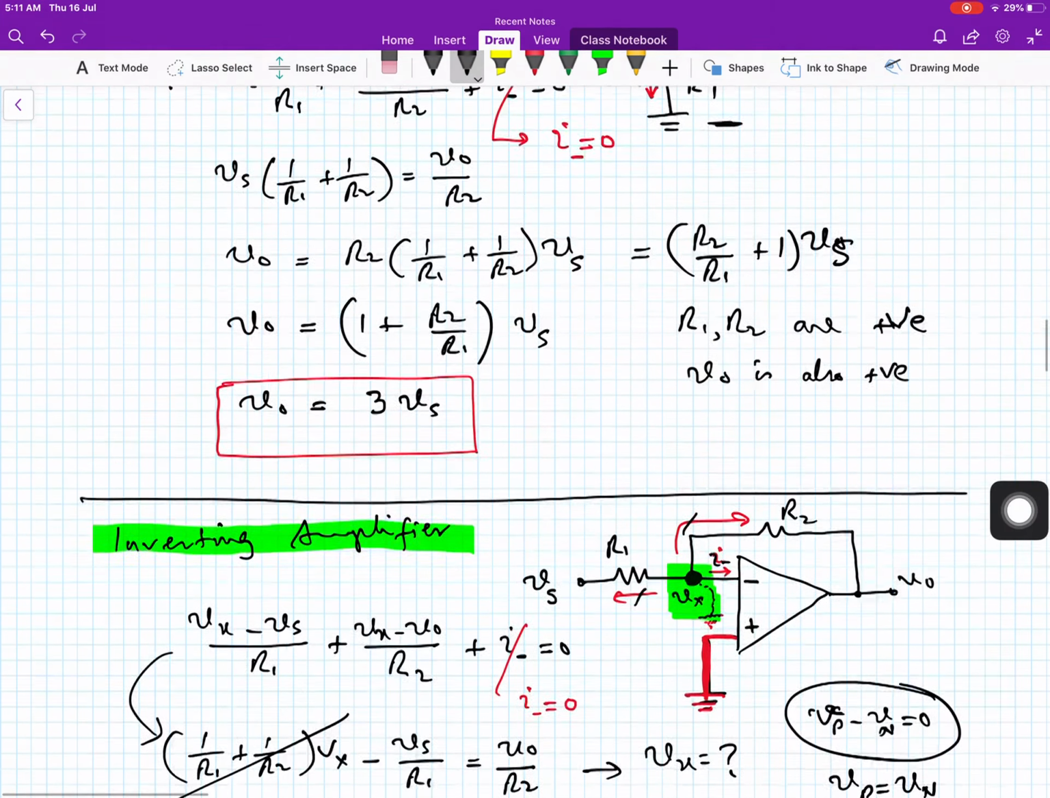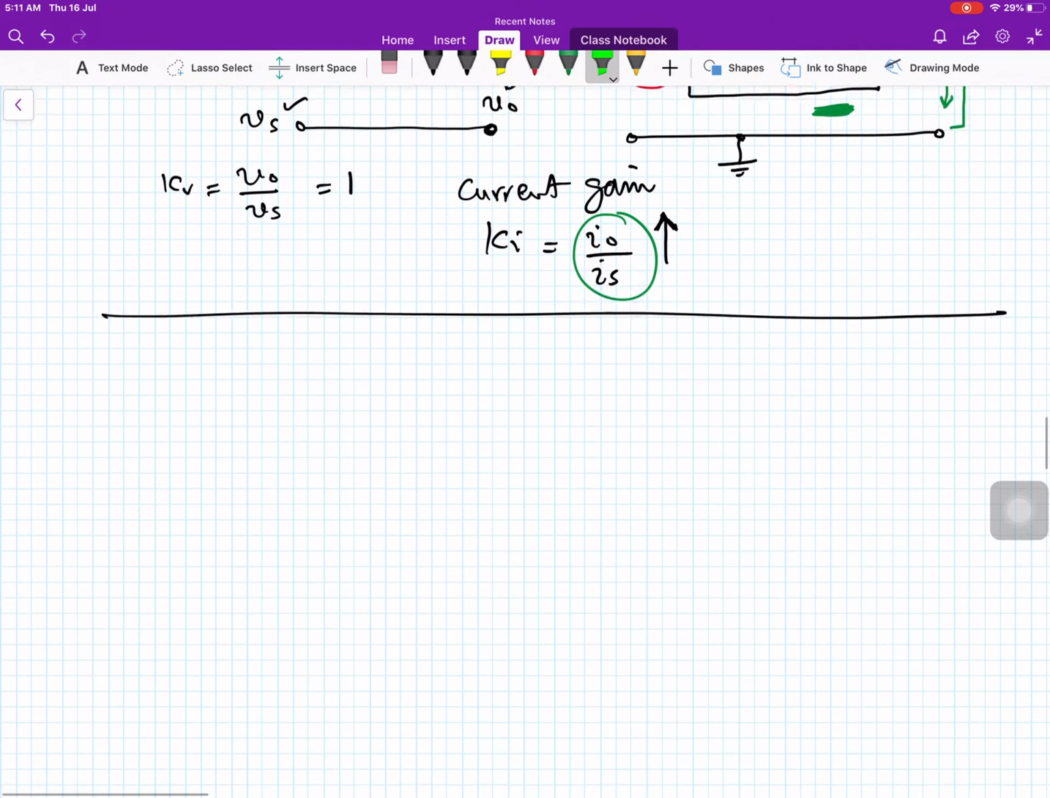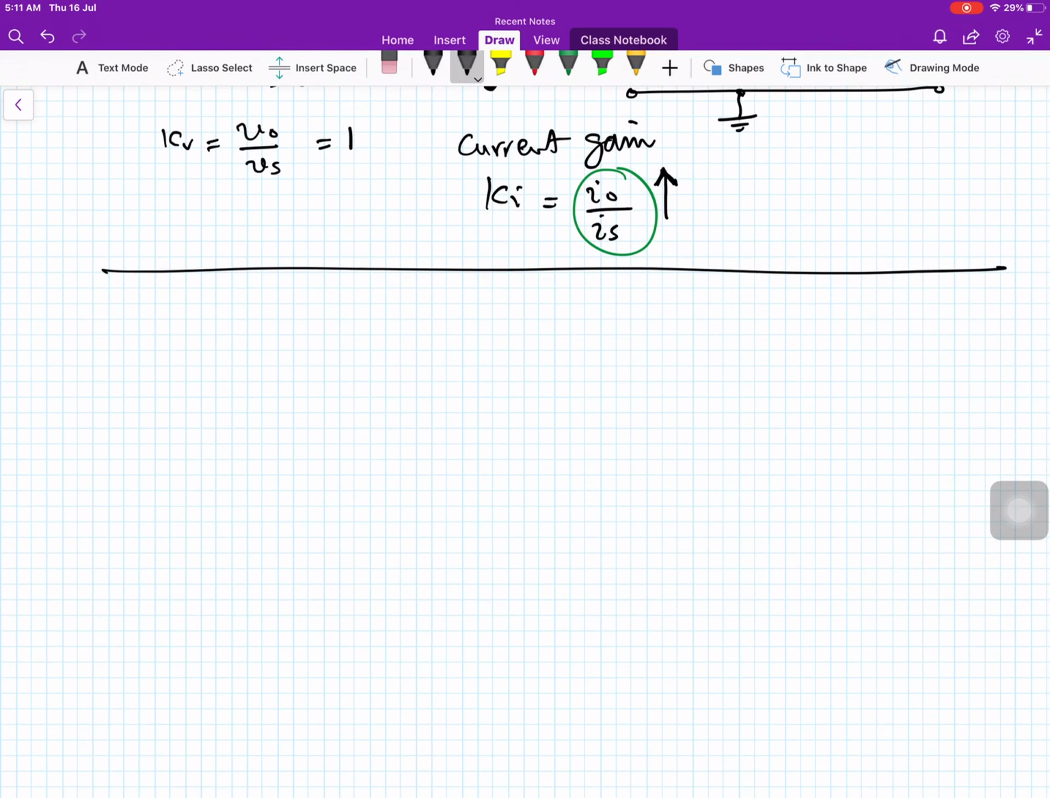Then our next circuit is the summing amplifier, or sometimes we call it adders.